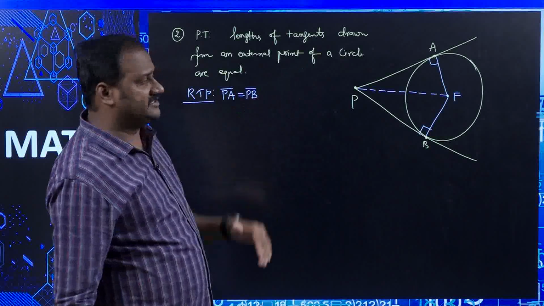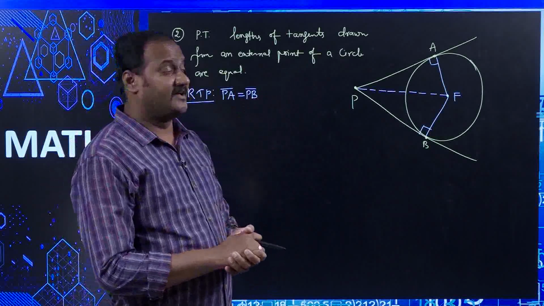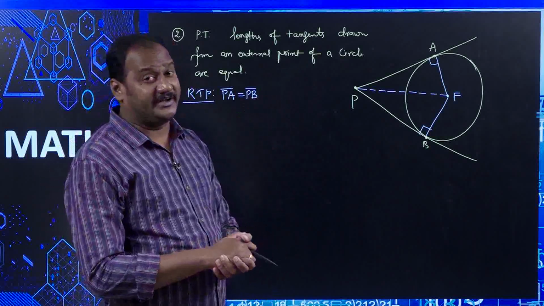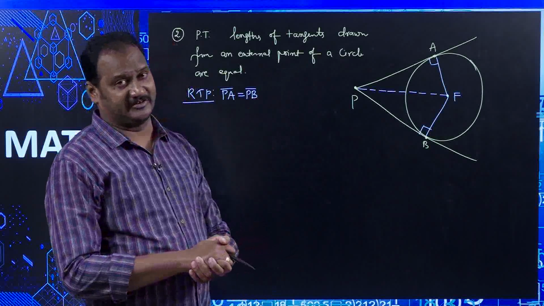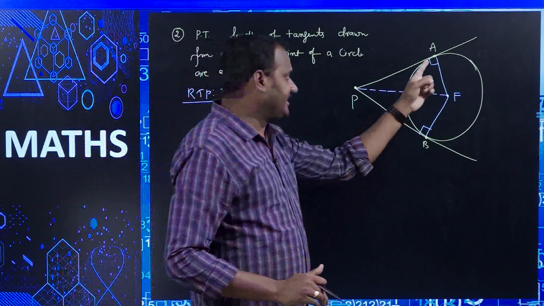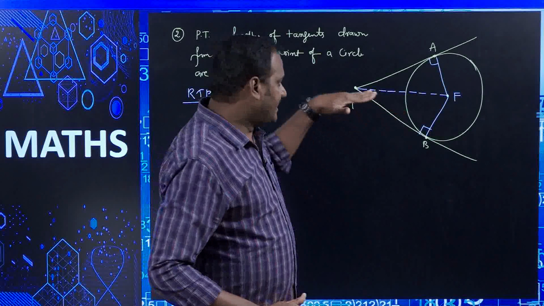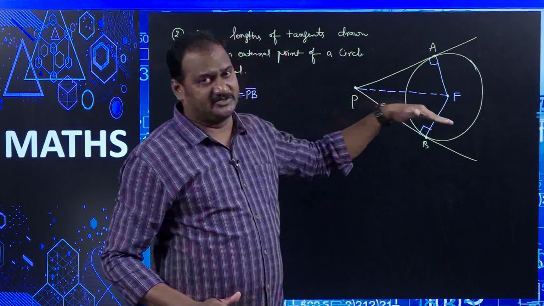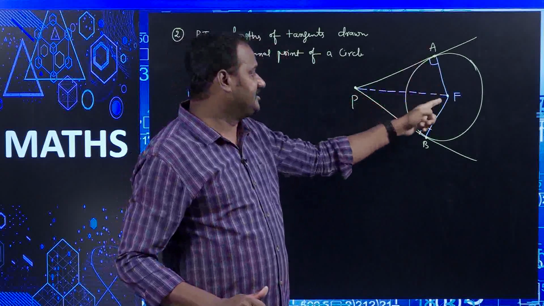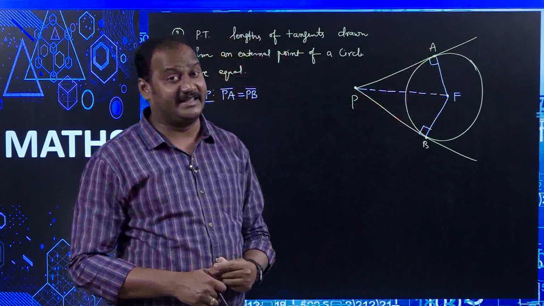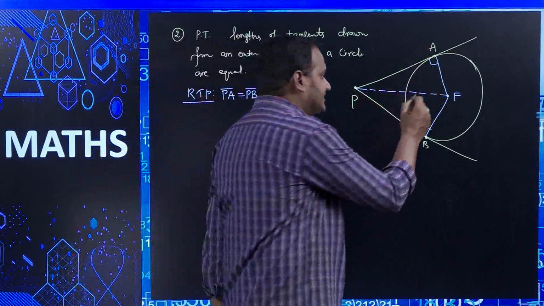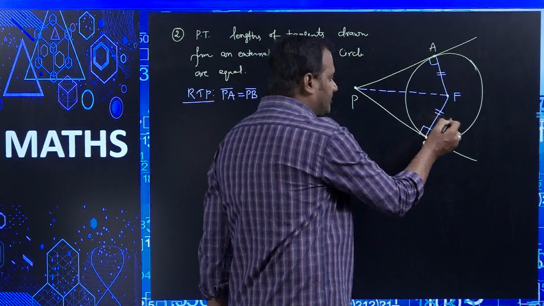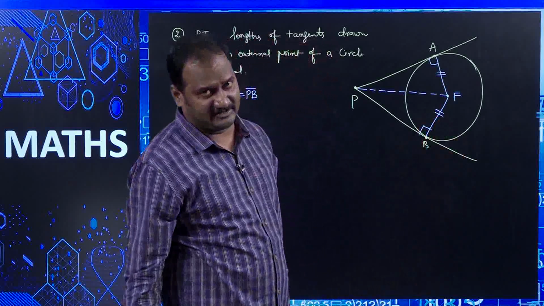Now once you observe both the triangles, what kind of triangles are they? Obviously they are congruent triangles by RHS congruence. You know how? Right angle is equal to right angle, the hypotenuse is common to both triangles, and AF is equal to BF, that is the radii. So this triangle and this triangle are both congruent by RHS congruence.